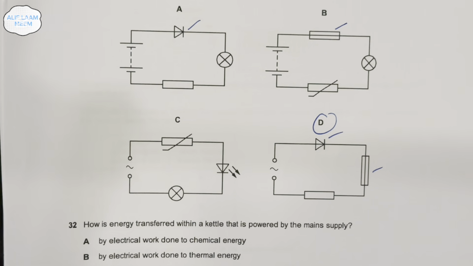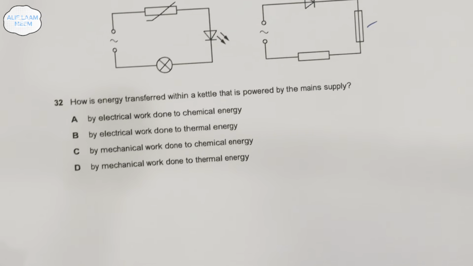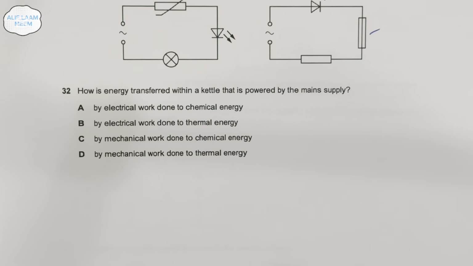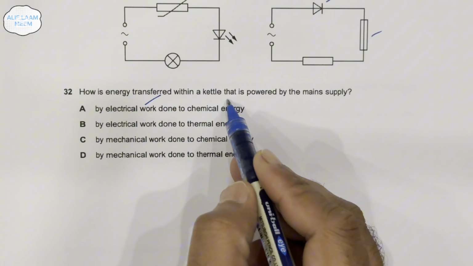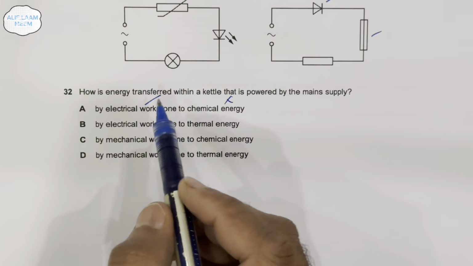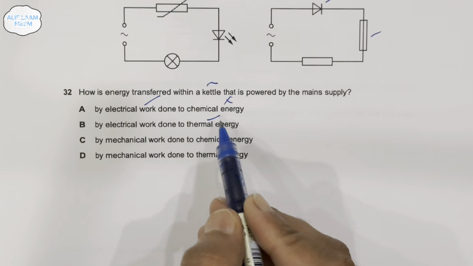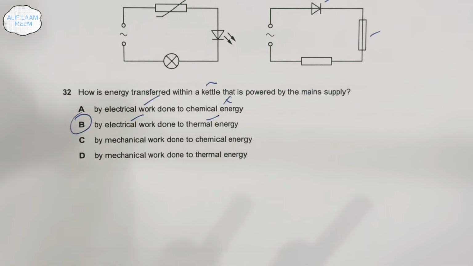Moving to question number 32, how is energy transferred within a kettle that is powered by the main supply? Electric work done, yes. To chemical energy, no. The work of a kettle is to heat, so it should be thermal energy. So option number B is the right choice over here.